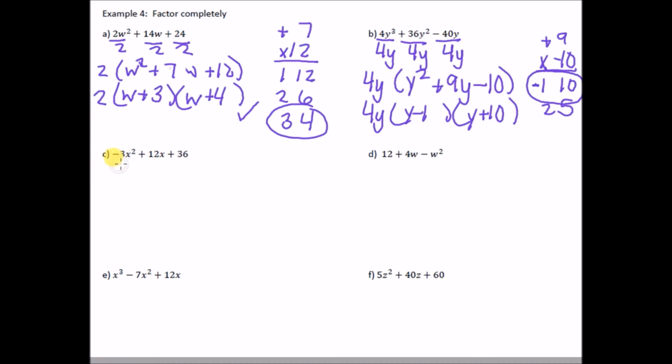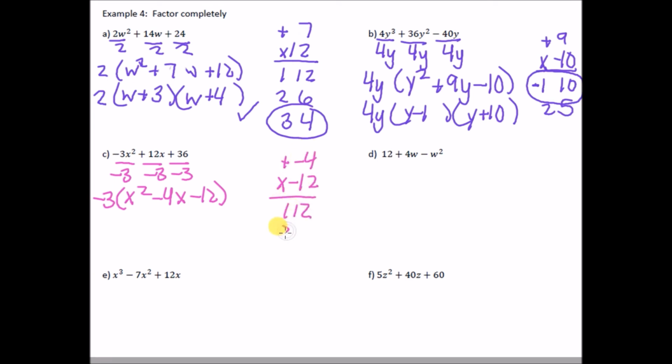Okay. C. I'm going to divide out a negative 3. Okay, negative 3 is our common factor. We're left with x squared minus 4x minus 12. What two numbers multiply to negative 12 and add to negative 4? 1, 12, 2, 6, 3, 4. 2 and 6 subtract to negative 4 if the 6 is negative. So we just write our two brackets. X squared will give us an x as our first term, and fill in 2 minus 6.